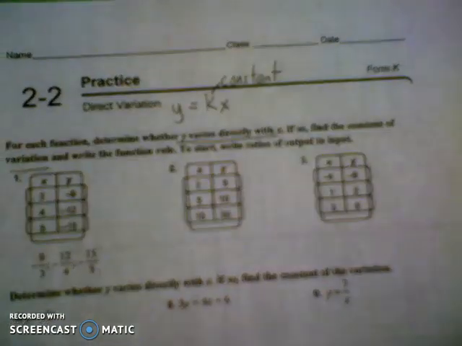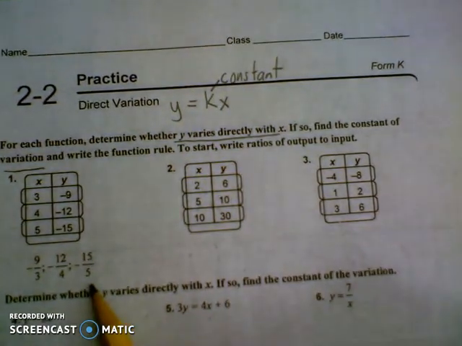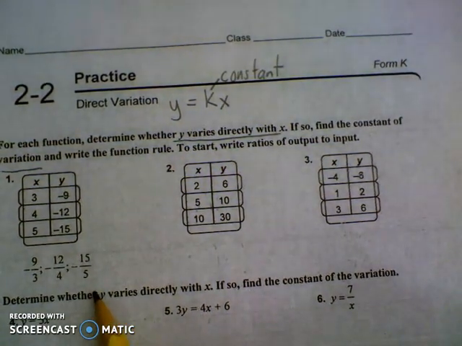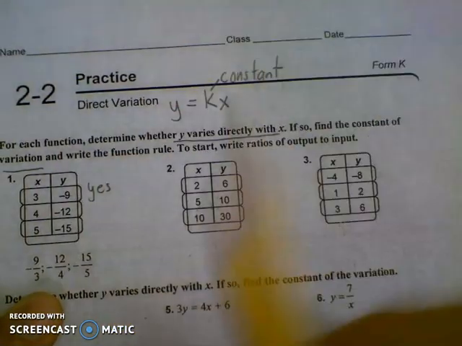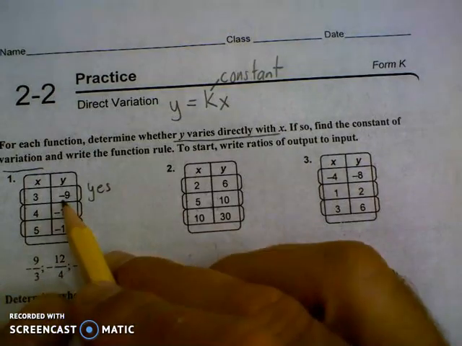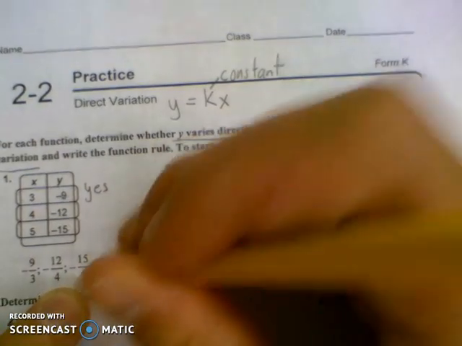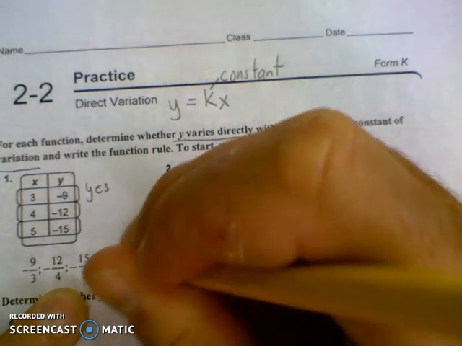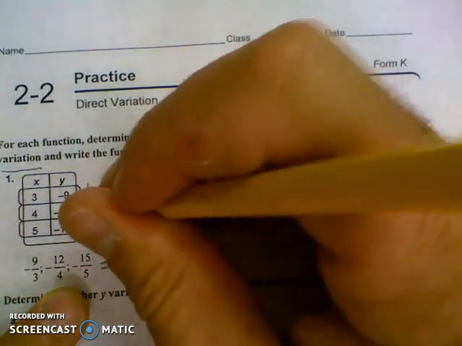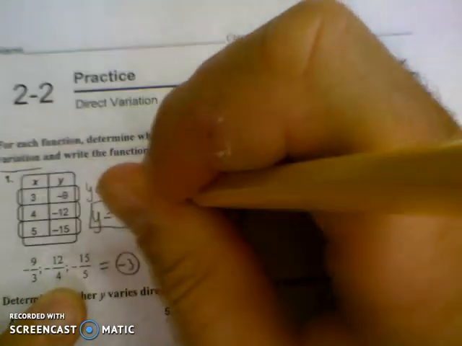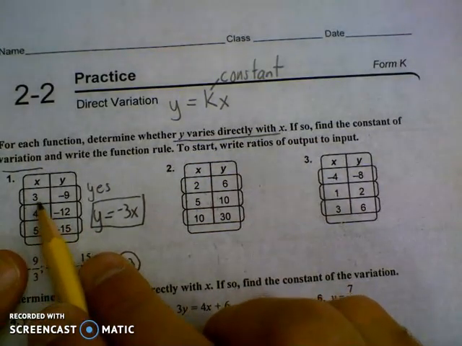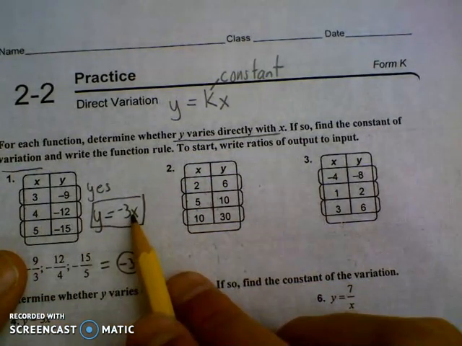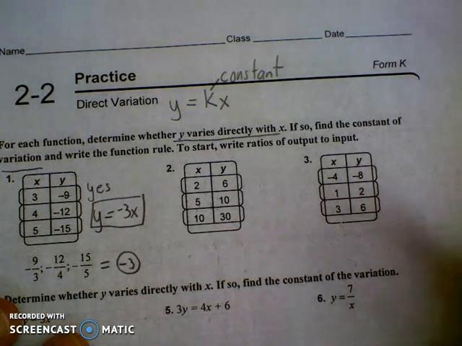The most important part is this first part here. And you see, yes, this does vary, and this is your example. They're going to put all the y over the x's and divide, and they all should equal -3. So the direct variation is y equals -3x. That's your constant. It's always the same. Your y should be all plugged in there, and your x should be all plugged in there, and it should equal each other.